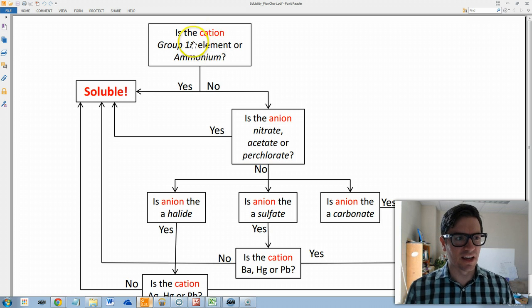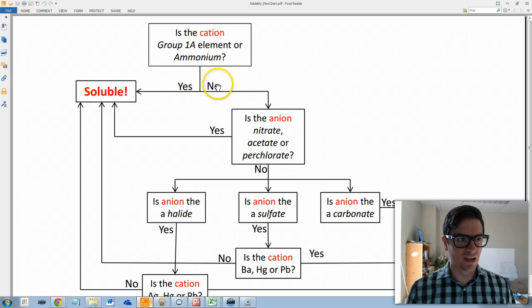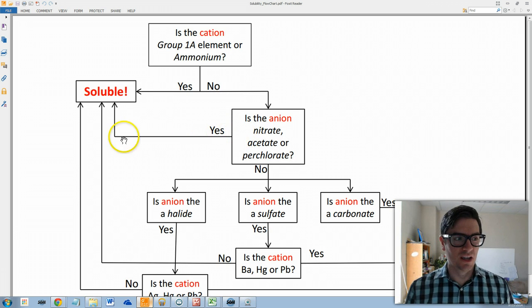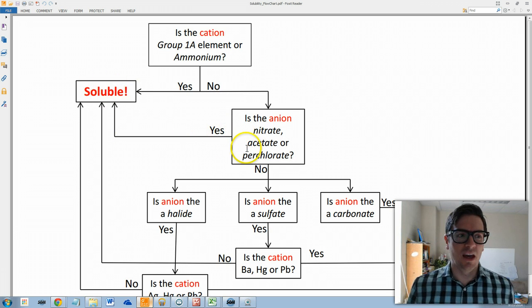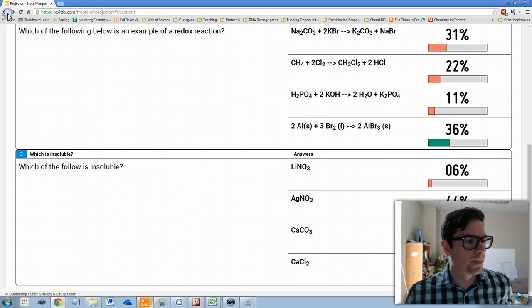Let's say, is the cation a group 1A element or ammonium? In this case, the cation is silver and the anion is nitrate. So no, this is not a group 1A element or ammonium. Then you move on to the anion, and you say, is the anion nitrate, acetate, or perchlorate? And if you say yes, which is the case here, it's soluble. Okay. So I'll run through a couple more examples, which I put in our practice.